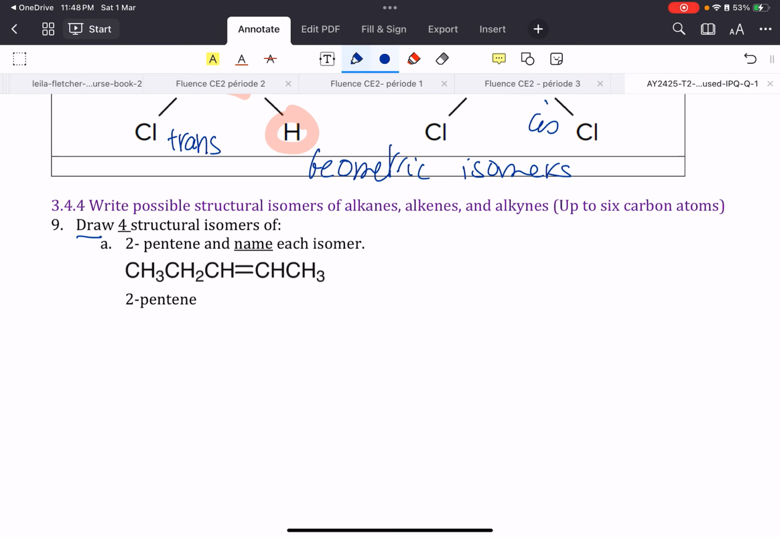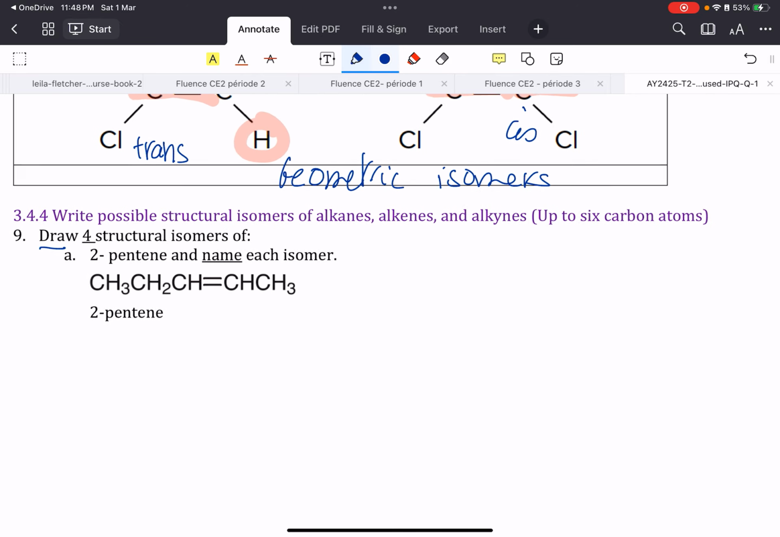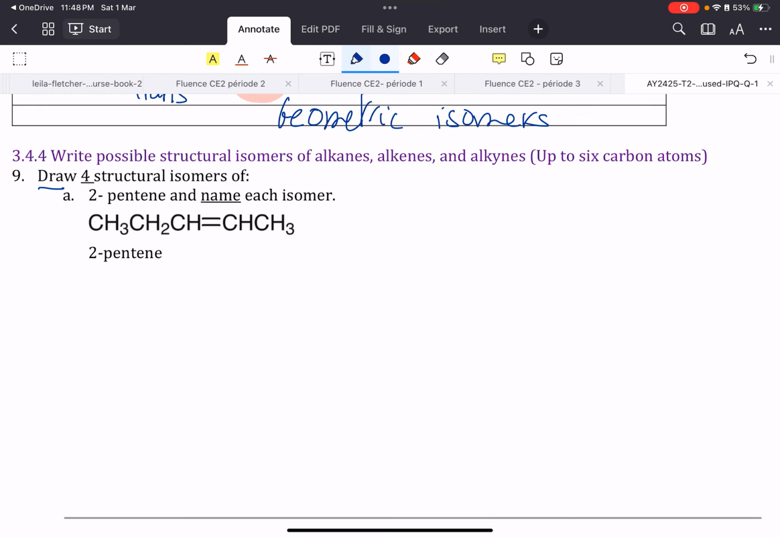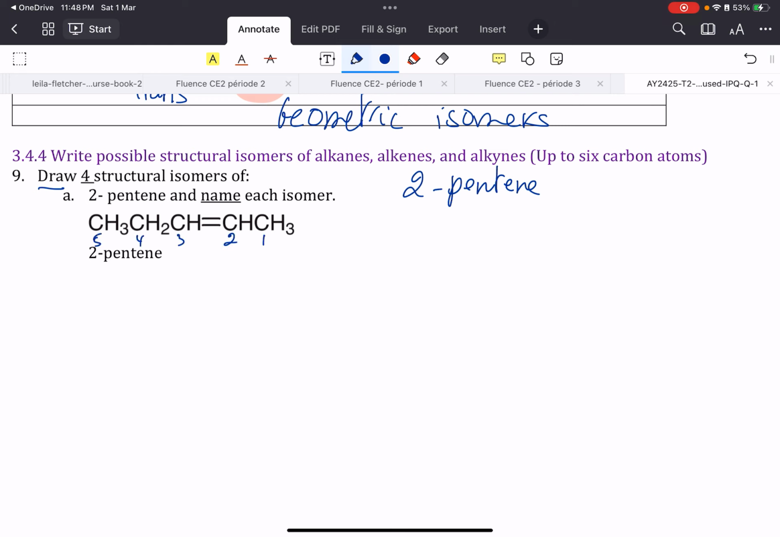Next, draw. There's a lot of drawing questions in this focused question document, so expect a lot of drawing in the exam. Draw 4 structural isomers. You need to draw isomers for 2-pentene and name each one. So first of all, 2-pentene. Here's the 2-pentene. 1, 2, 3, 4, and 5. So you cannot draw 2-pentene again and take it as an isomer. And pent is 5 carbons, and this is the 2-pentene.